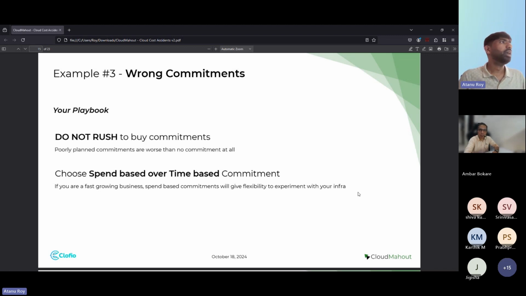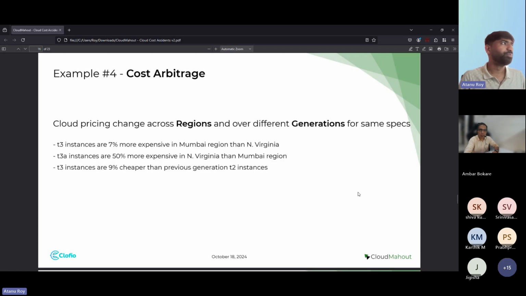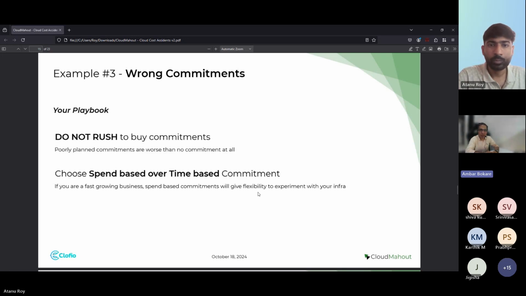Okay, so we have already covered three of them. Let's move to the fourth one, cost arbitrage. Yes, one question Karthik has asked on your earlier point: how often should we review our environment for idle resources?